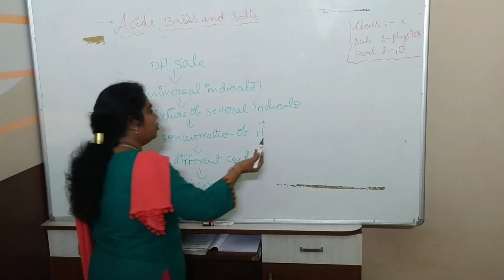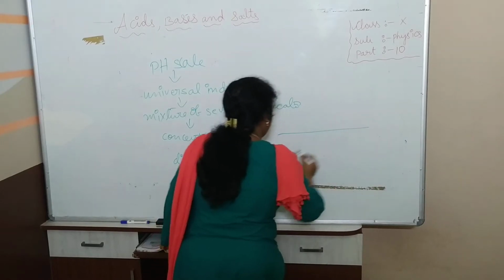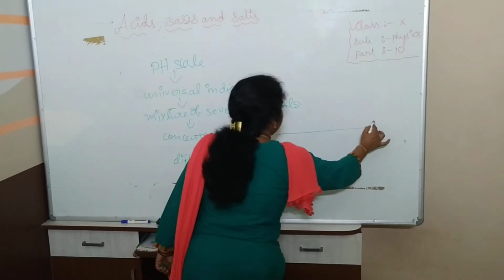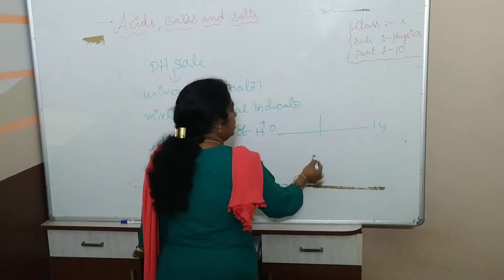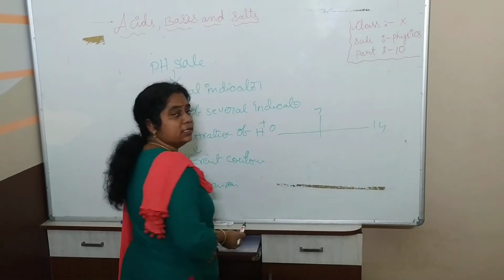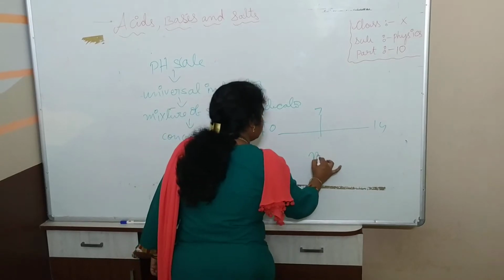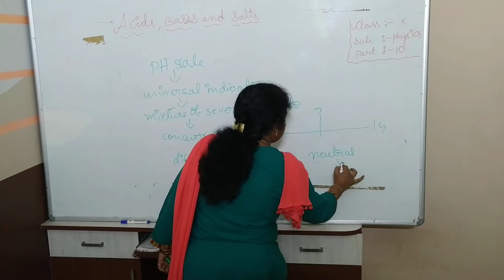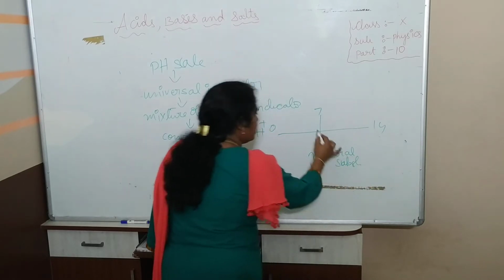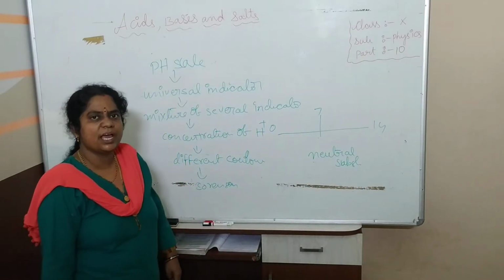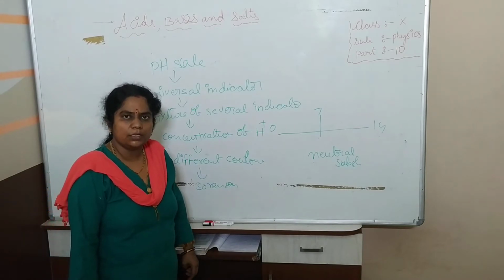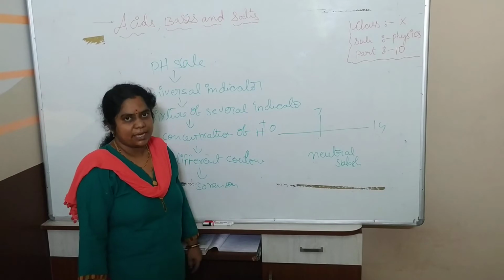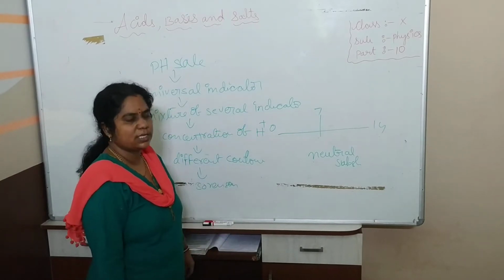So I told you the pH scale consists of readings from 0 to 14, and the reading 7 is generally for neutral substances. What do you mean by neutral substances? Neither acids nor bases. They will have pH just like our distilled water. They are neither acids nor bases. They will have pH 7. So those are called neutral substances.